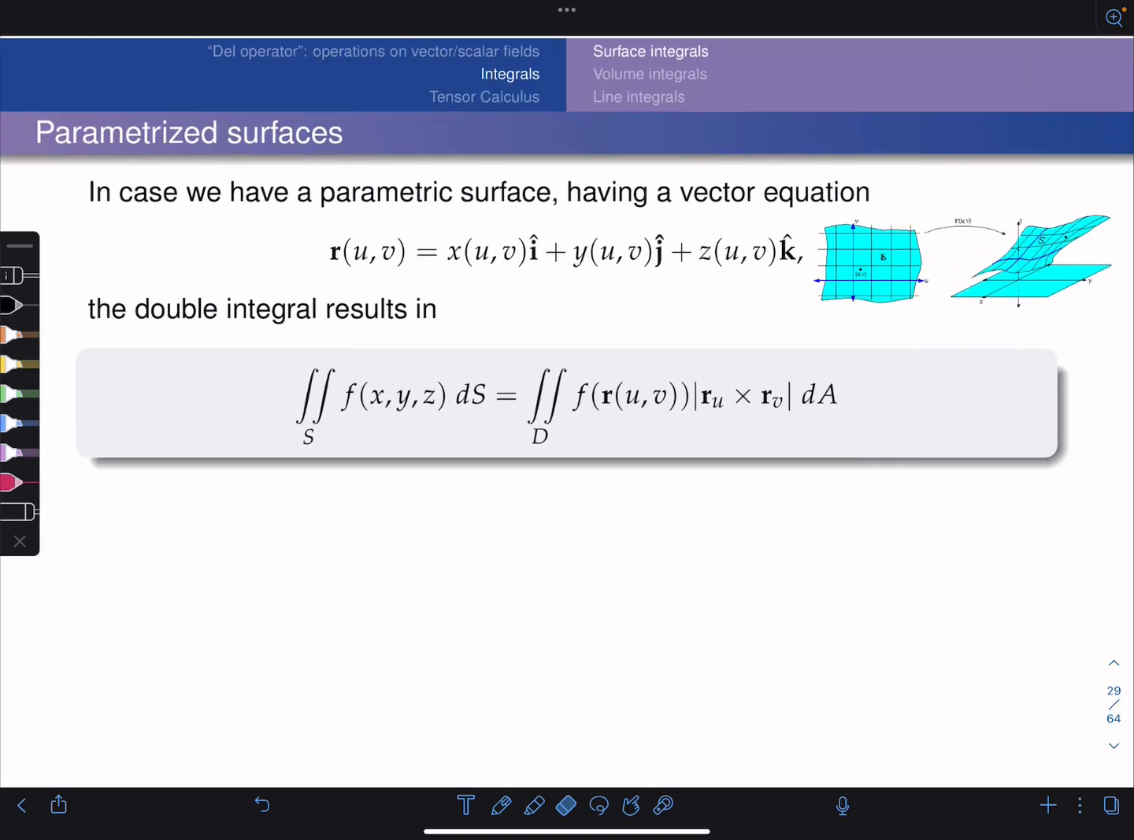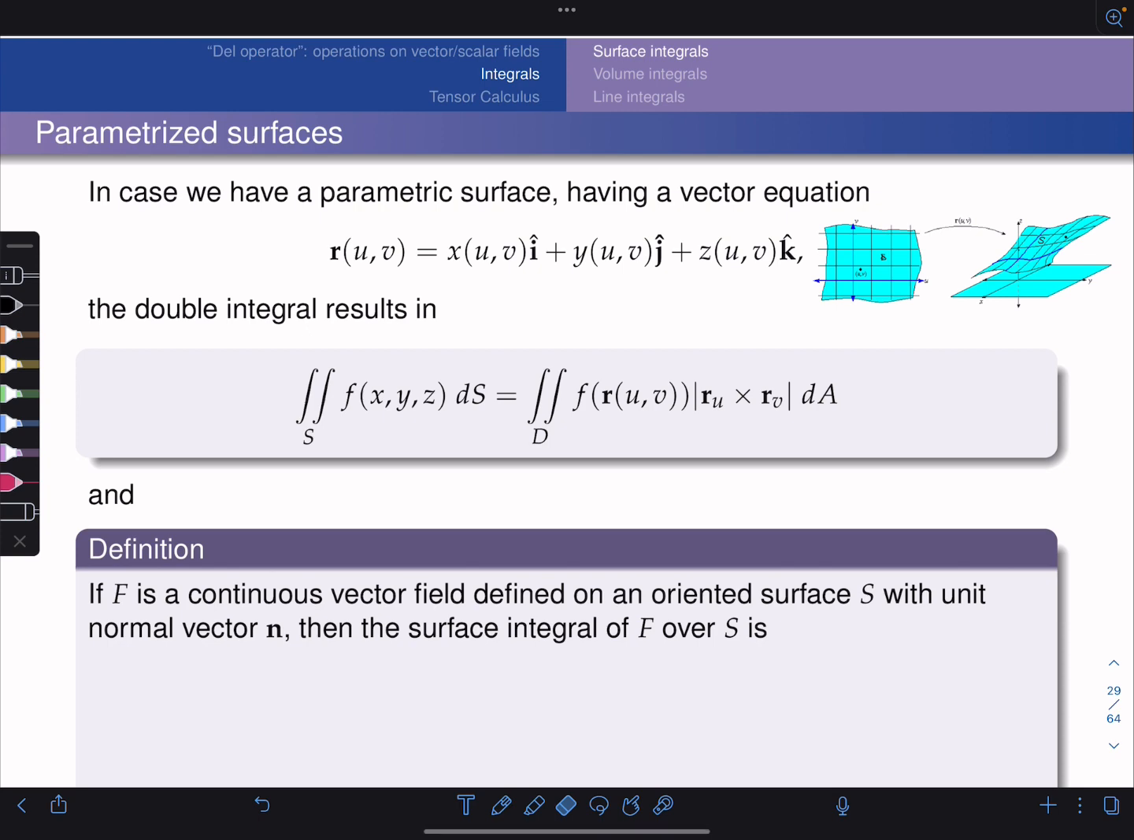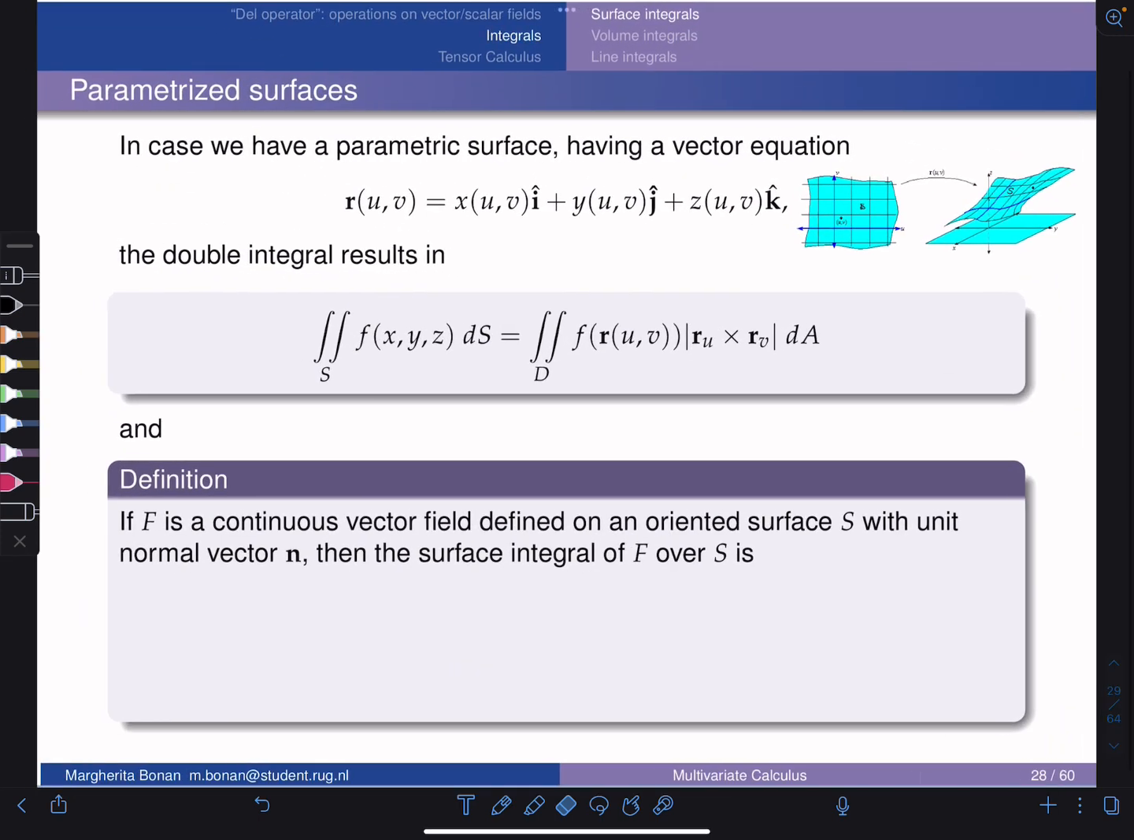As a special case of this, if F is a continuous vector field defined on an oriented surface S with unit normal vector n, which means that the surface has an orientation, then the surface integral of F over S is given by this formula. So this is a surface integral that is equal to the function F dot product with the normal. This is referred to as the flux of F across the surface S.